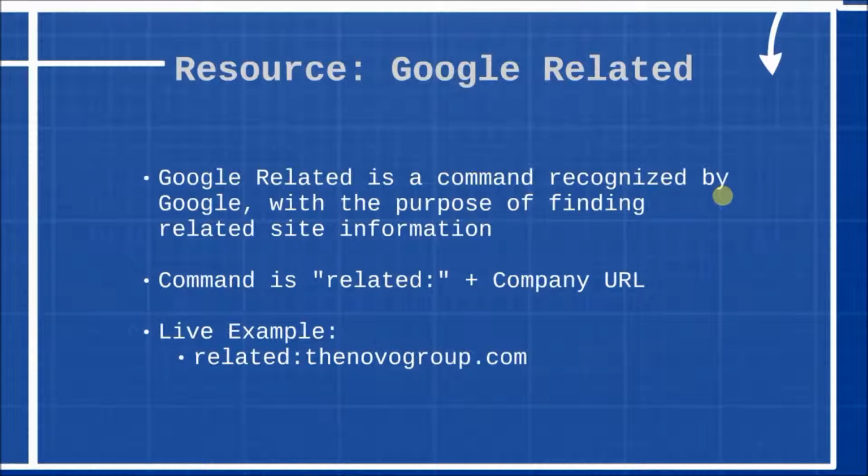And that's all that your search is, and what it does is it pulls similar sites or similar companies back, and it's a great way to start your target list with this type of search. So for example, the Novo Group, the company I work for, if I do a related search, it pulls back companies that are very similar to the Novo Group, and that would be a great way to find companies similar to the Novo Group. And so let's go ahead and take a look at a quick live example of what that looks like in Google.